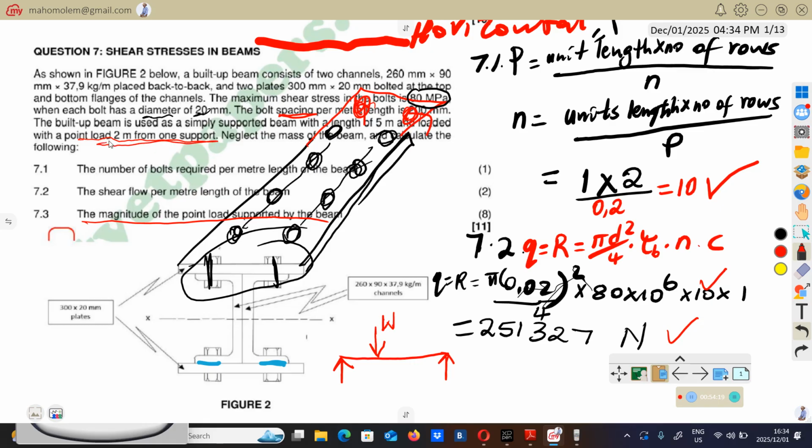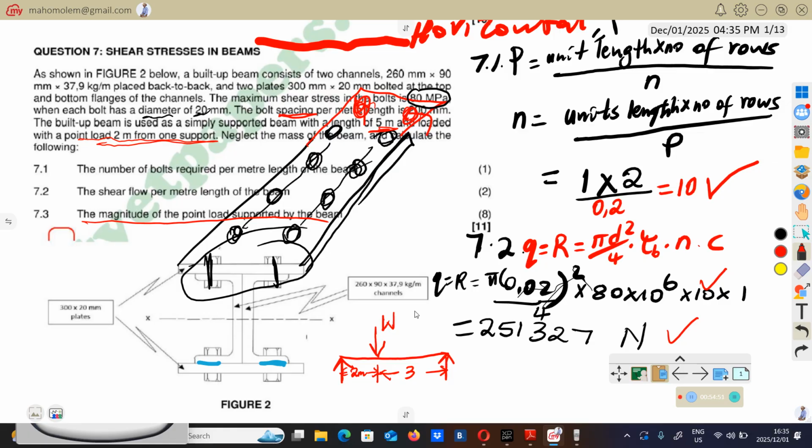It doesn't matter from which support, from any of these supports here. So it can be from here to there, 2 meter. Then if from here to there is 2 meter, then from here to there is going to be 3, since the total length is 5.